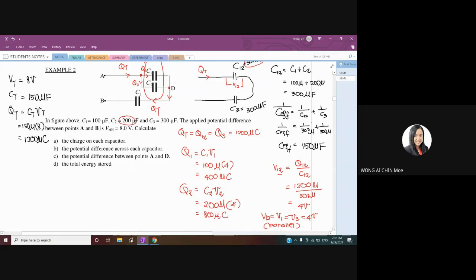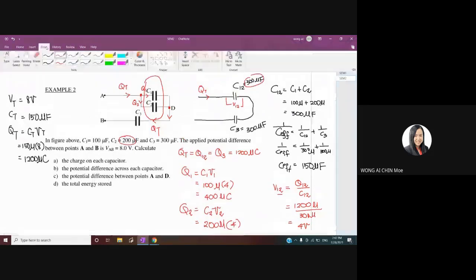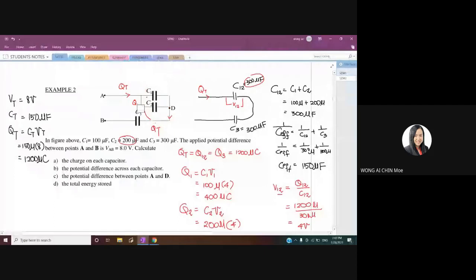If you refer back to the circuit here, you'll find out that actually it totals up.